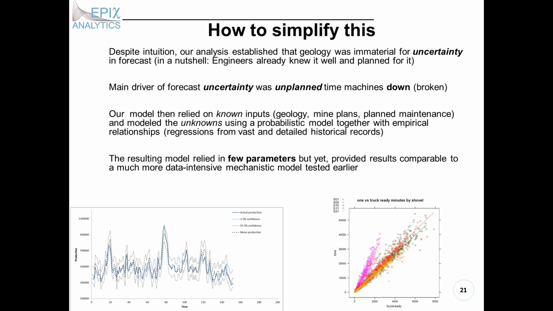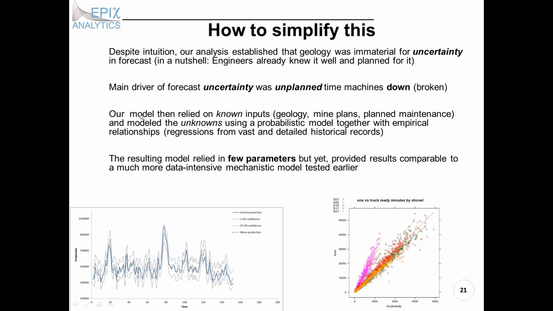So what was really important to understand the variations in the future, what we don't know is going to happen, was the unplanned time that the machines were down. In other words, when things were broken. And specifically, when you think about a mine, you have these very large shovels, and there's only a finite number of shovels. So if, for example, 2 shovels are down, you will have a big drop in production.